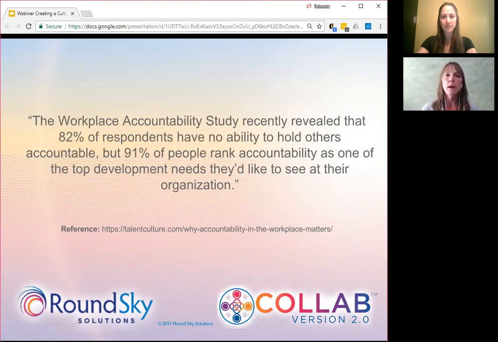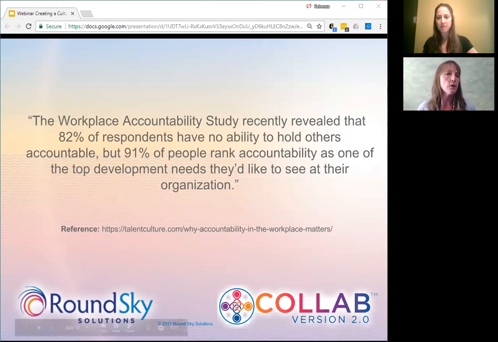To quote some examples from our wider culture, a recent study from the Workplace Accountability group revealed that 82%, that's huge, of respondents have no ability to hold others accountable, but 91% of people rank accountability as one of the top development needs they'd like to see at their organization. Ding, ding, ding. Yeah, it's really hard. Another example: a recent Inc. magazine article about a study on teams at Google listed psychological safety and dependability as the first and second dynamics that characterize productive teams. So, to name a few top examples of common challenges that I've encountered with the organizations we've worked with and in my own experience.